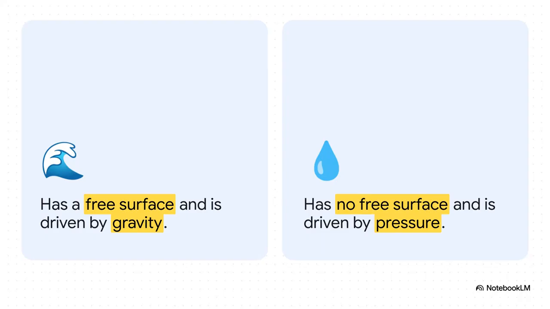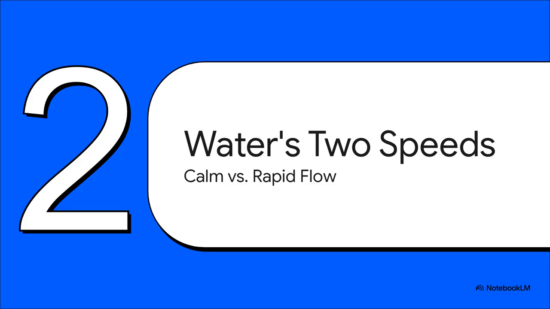Now, this is a really important distinction. We're probably more used to thinking about the water in our home's plumbing. That's pressurized pipe flow. The pipe is totally full, and pressure is what's pushing the water along. But open channel flow is completely different. It's got that free surface, and it's driven entirely by gravity. The simple slope of the channel is what makes it move. And that brings us right to part 2, water's two speeds.